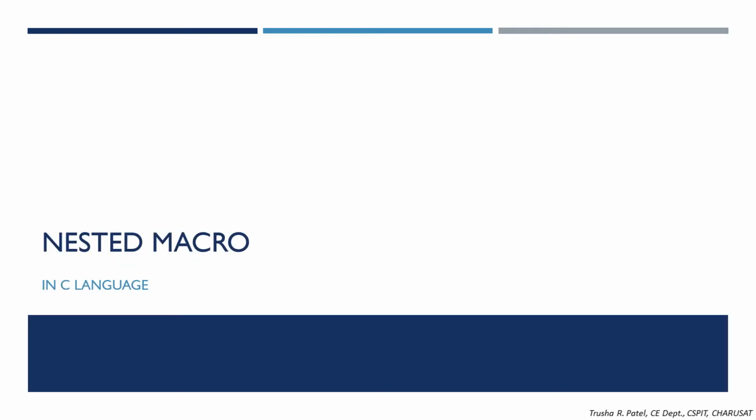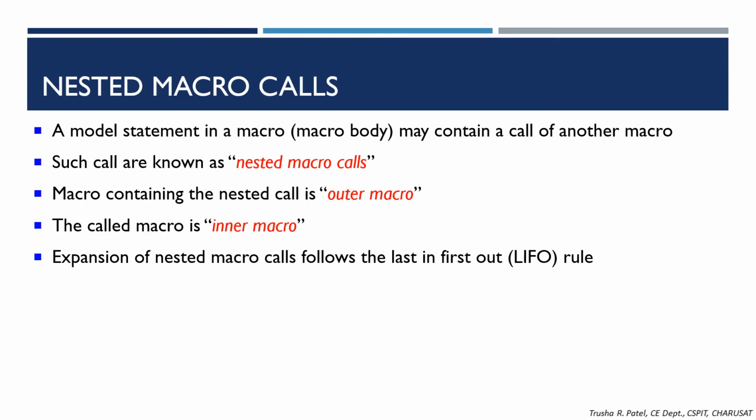Coming to the nested macro call in the C language. A model statement in a macro may contain a call of another macro. Such calls are known as nested macro calls. The macro containing the nested call is the outer macro. The called macro is the inner macro. Expansion of the nested macro call follows the last in first out rule. That means the last macro will be expanded first.